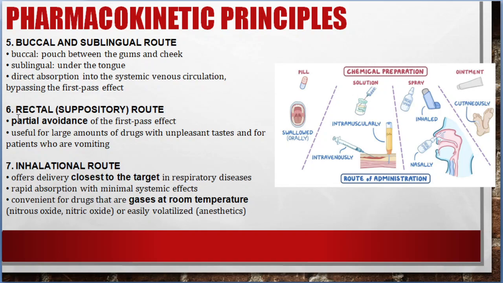Bakit partial avoidance? Kasi nga, remember the venous drainage of our rectum? We have three. We have your superior rectal vein, your middle rectal vein, and lastly, your inferior rectal vein. Your middle and inferior rectal veins will go directly to the systemic circulation. However, your superior rectal vein will go first to your portal vein. Therefore, there will be a partial first pass effect. So, mayroon pa ring nag-undergo ng first pass effect. That's why only partial avoidance because of your superior rectal vein.